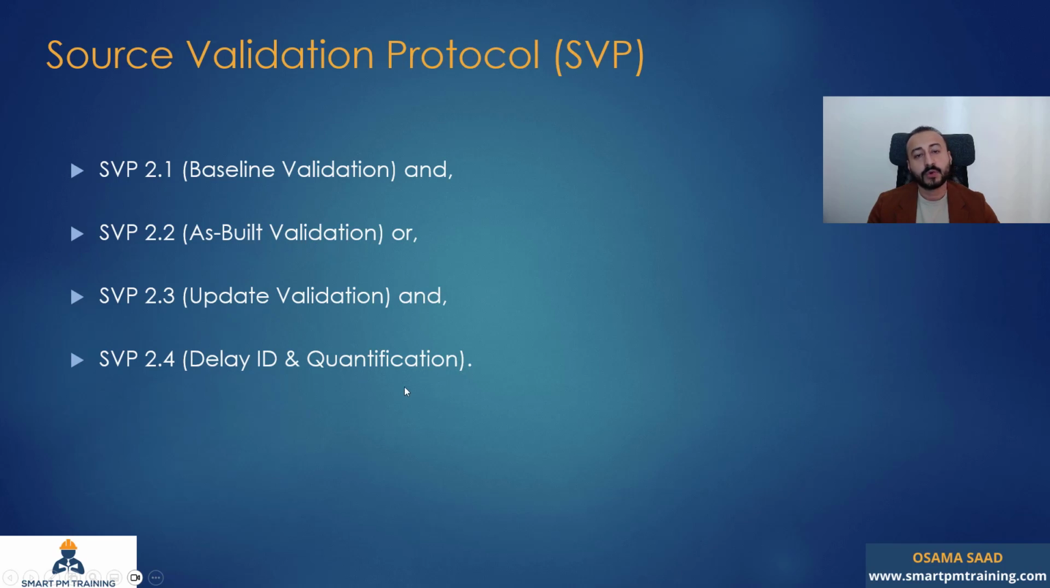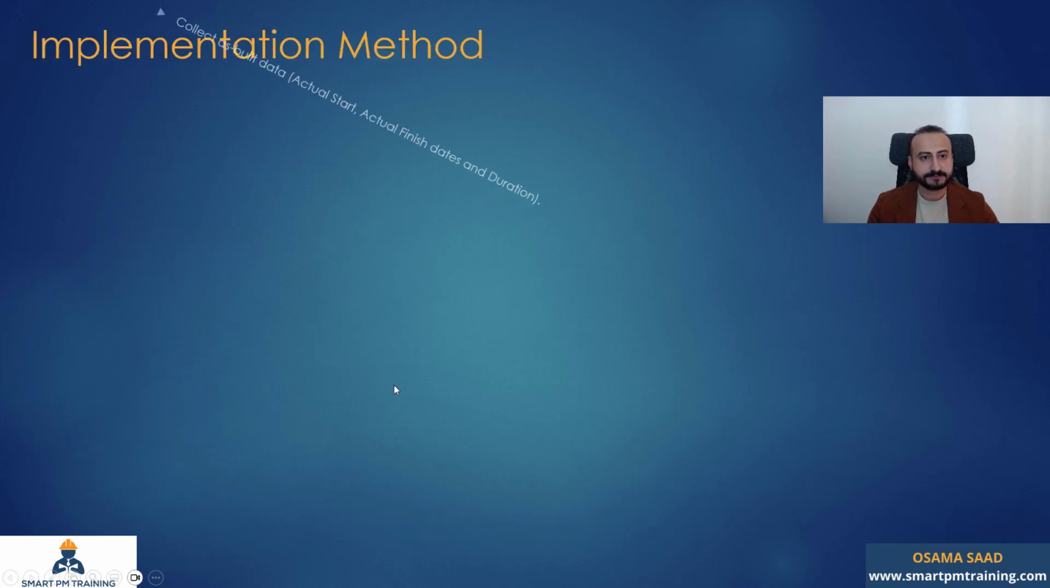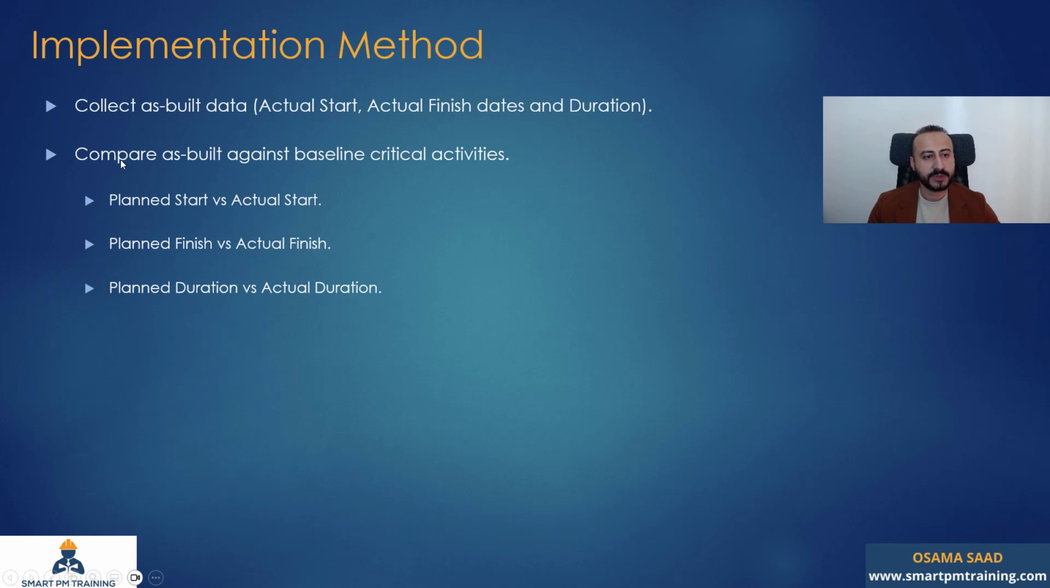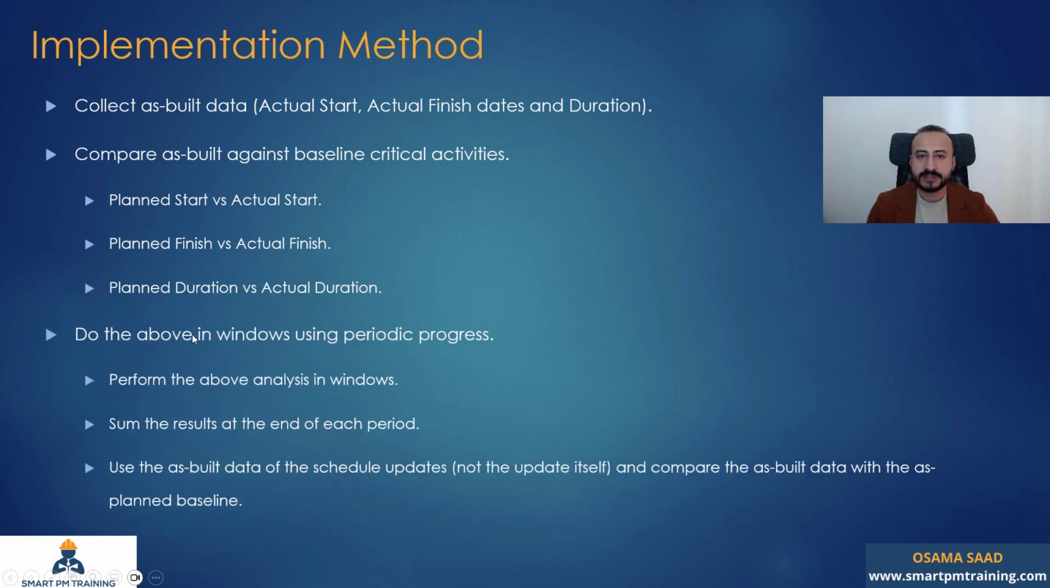Delay ID and the quantification. We will also collect the as-built data: actual start, actual finish dates, and duration. And we will compare the as-built against the baseline critical activities: planned start versus actual start, planned finish versus actual finish, planned duration versus actual duration. This is the only difference. We will do the above in windows using periodic progress.